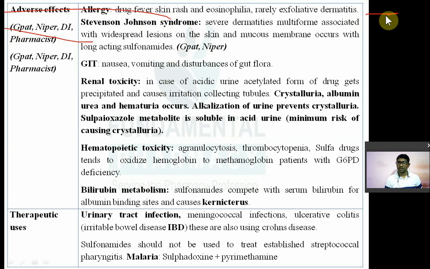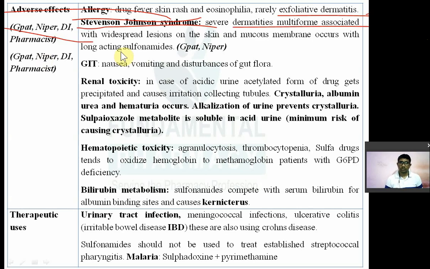मतलब आपके स्किन के ऊपर एक्सफोलिएशन हो गया, स्किन आपकी निकल जाएगी. Fever, skin rash, eosinophilia, exfoliative dermatitis. Main adverse effect, Stevens-Johnson syndrome. You have to remember Stevens-Johnson syndrome. It is a severe form of dermatitis. अगर dermatitis ज़्यादा हो गया तो उसको बोलेंगे Stevens-Johnson syndrome.